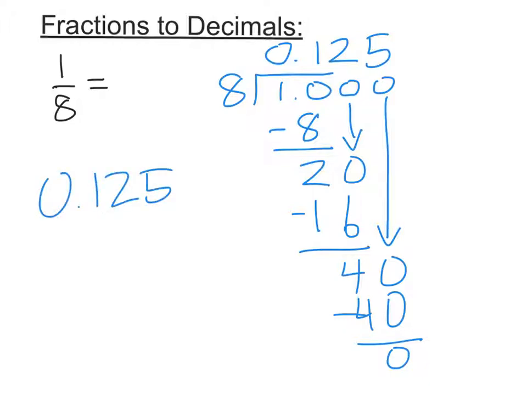If this division keeps repeating, if you keep getting a 5 over and over, then we call that a repeating remainder, and we just write it as 5 with a bar over it.